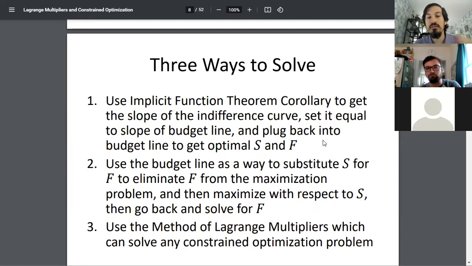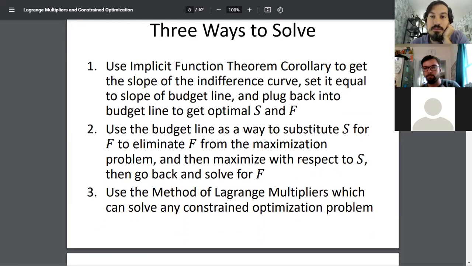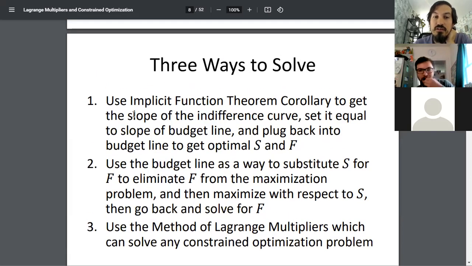All right, here are 3 ways to solve this problem. Even though we already know the answer, quote unquote, it's that point where they intersect, but here are 3 ways to solve. Use the implicit function theorem corollary to get the slope of the indifference curve, set it equal to the slope of the budget line, and plug back into the budget line to get optimal S and F. Do that.